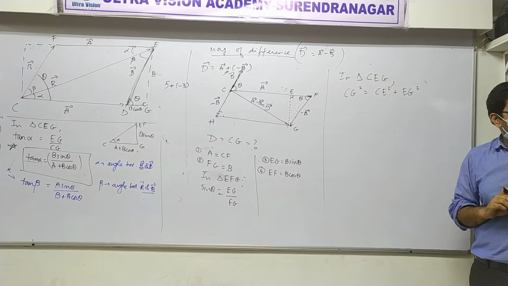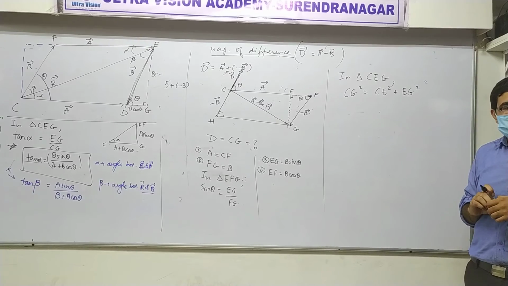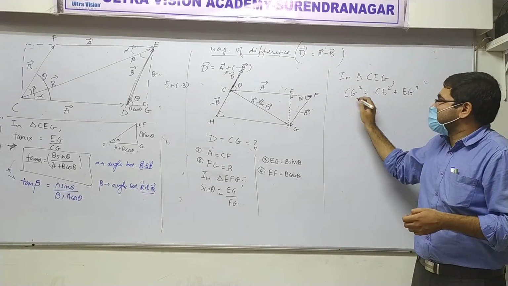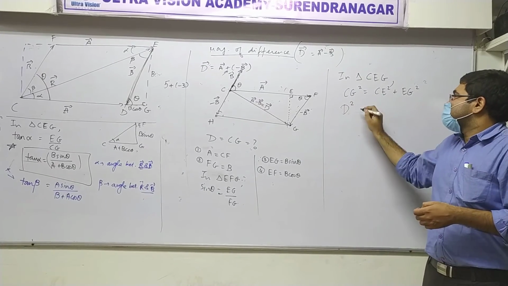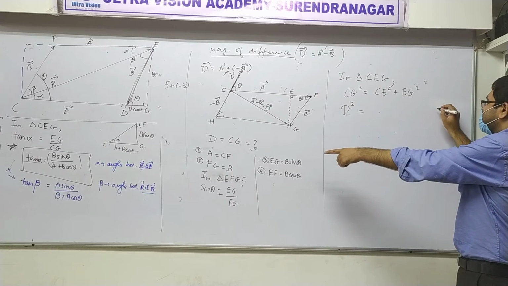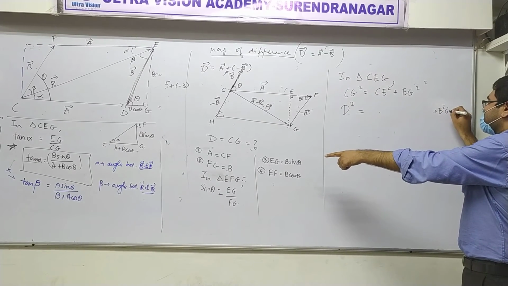Yes or no? Yes. Sure? Yes. So the answer is the same, isn't it? No. Why so? Let's see. CG is D. Correct or not? Yes. Equal. Now EG. What's EG? B sin theta. Isn't this step also looking the same?